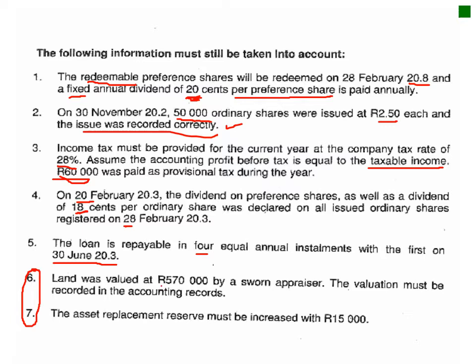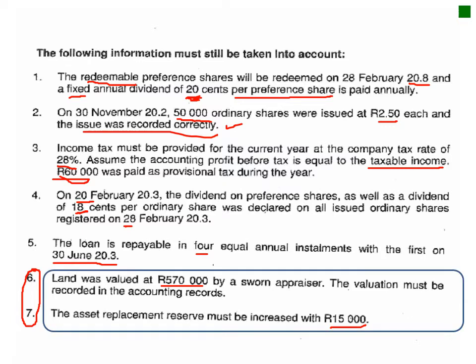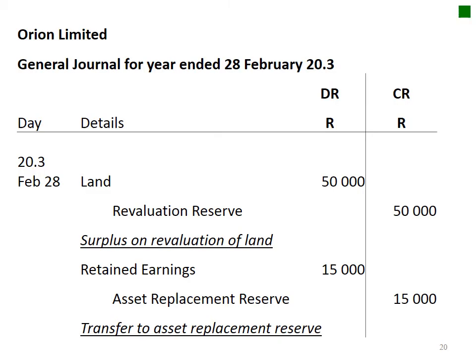They're telling us land is valued at $570,000. So we're going to see on the trial balance the land is at a lower amount, and there's a revaluation we need to record. And we also need to increase the asset replacement reserve by $15,000. For these last two, they require us to do journal entries. So we'll do those first. These are the journal entries.